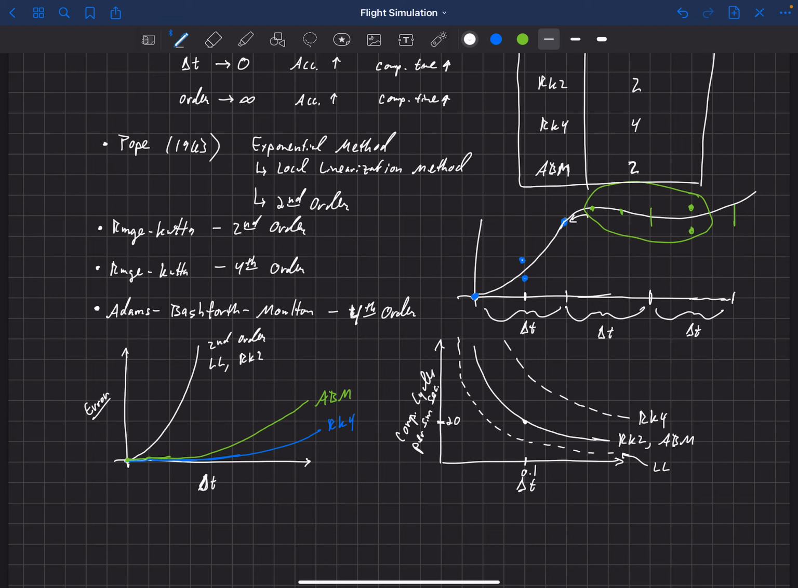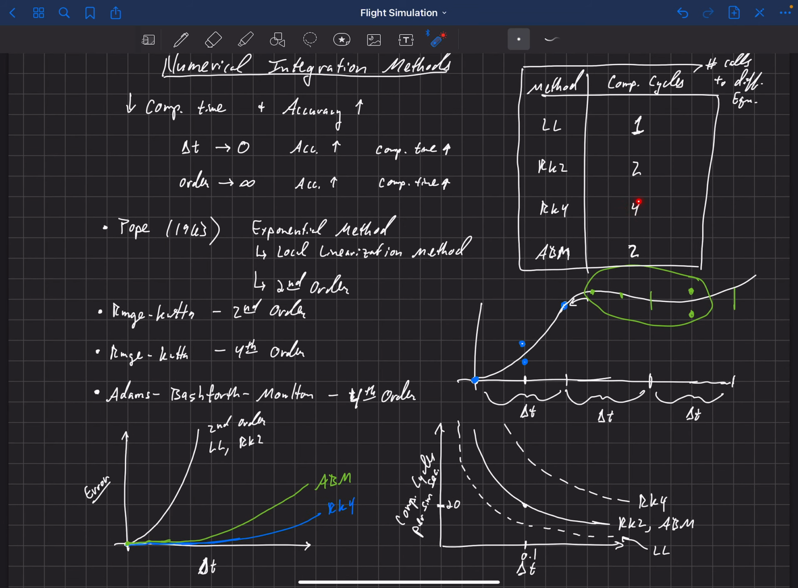Okay, so what this plot is showing us is the computational cycles, or the number of calls that we need to make to our differential equations per simulated second. And you can see that RK4 is much higher than any of these others because we're making 4 calls per delta t compared to 2 on ABM and RK2, and only 1 on the local linearization method.